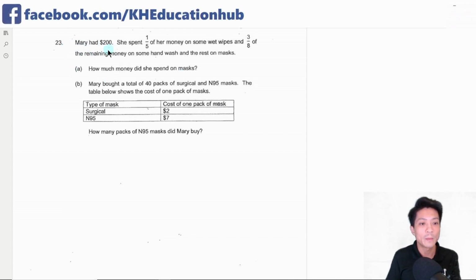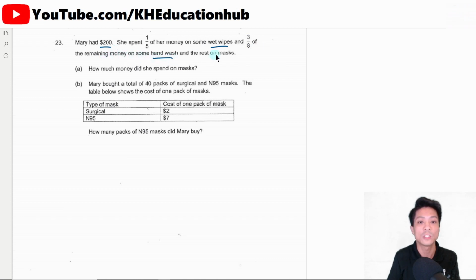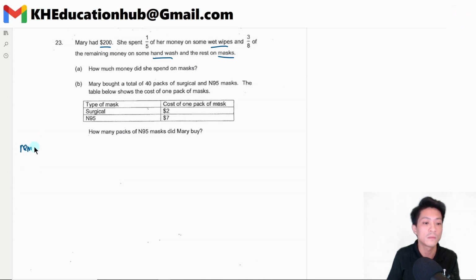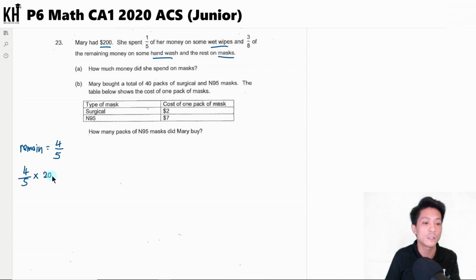Question 23. Mary had $200. She spent 1/5 of her money on some wet wipes and 3/8 of the remaining money on some hand wash and the rest on mask. How much money did she spend on mask? So $200, right? 1/5 of her money on some wet wipes, which means that the remaining is 4/5. So I'm gonna find what is 4/5 of $200 first, divided by 5, that will give me 40.